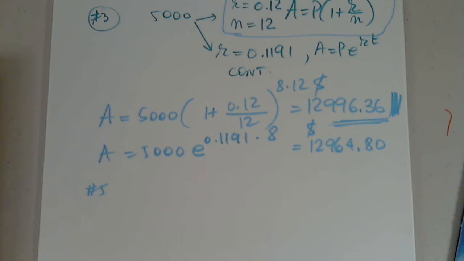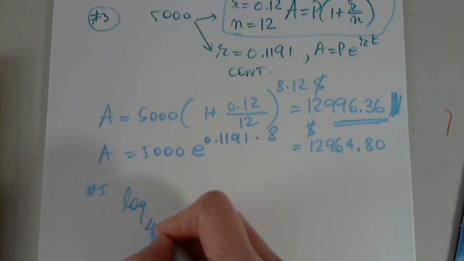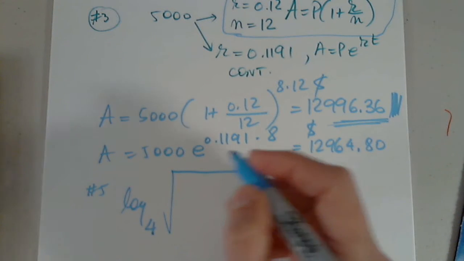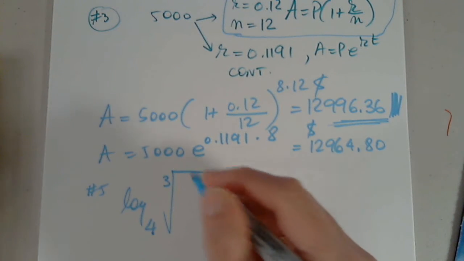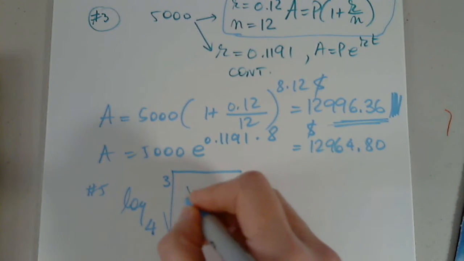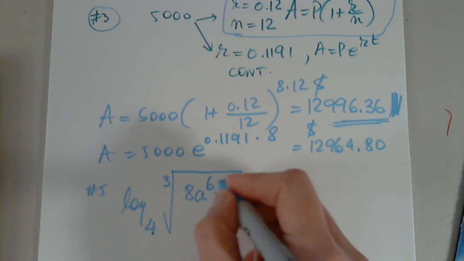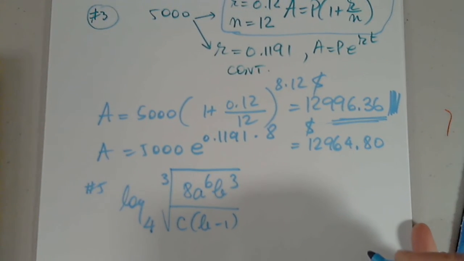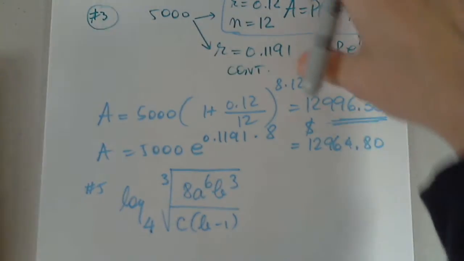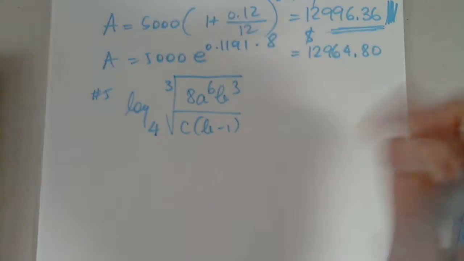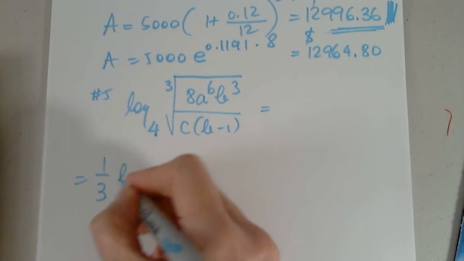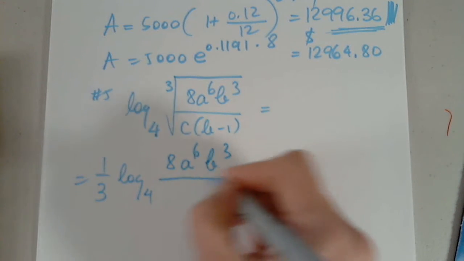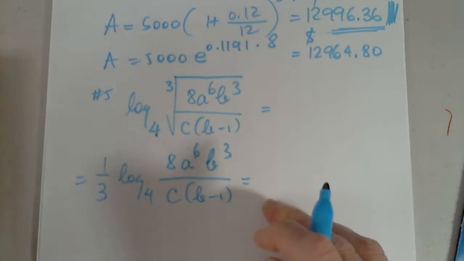Okay, use the properties of logs. So we have log base 4 of, I think it's the cube root, is it? I can't see, my devices are so far away from me. Is this correct? Yeah. Okay, perfect. So remember, I have to put in front 1/3, exactly what we just discussed, of 8, a to the 6th, b to the 3rd, c, b minus 1.